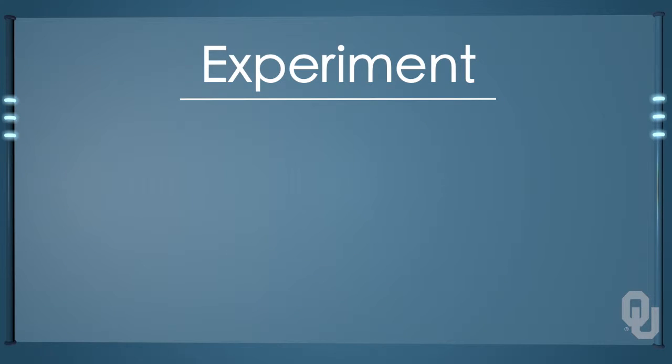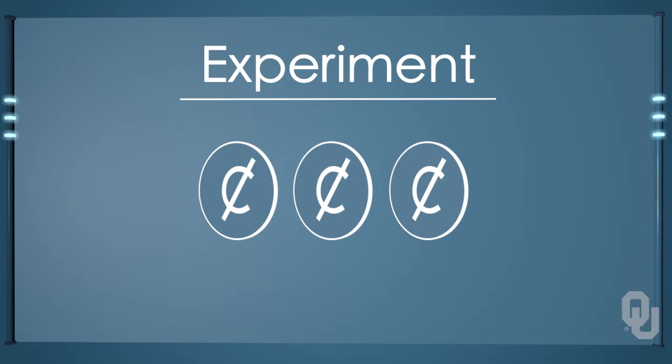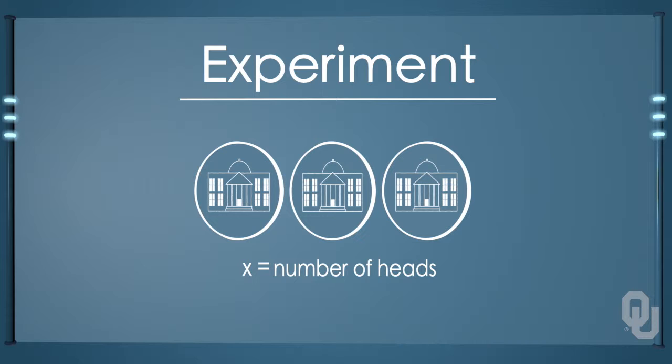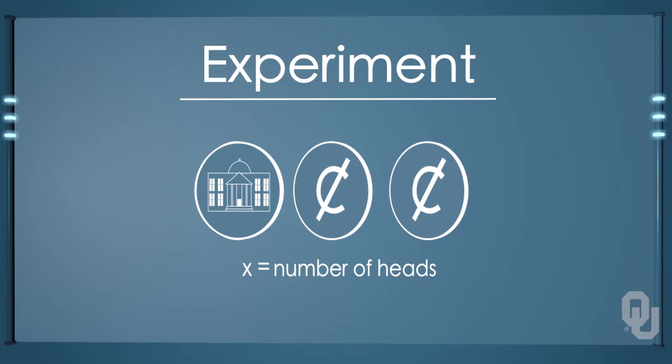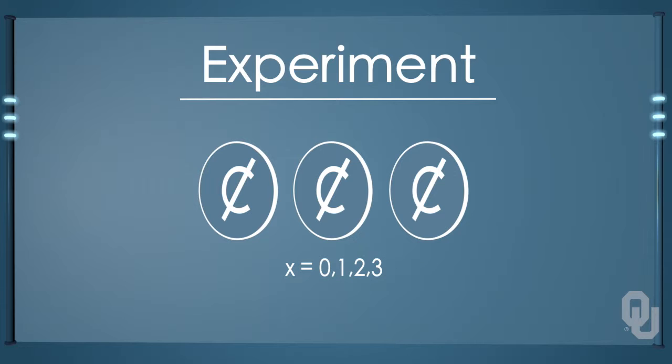Now, let's make it more interesting. We will flip 3 coins, or one coin 3 times. The result is the same. Let's say the random variable is still number of heads. What values can this random variable take on? Well, we could get no heads in 3 flips, or 1, or 2, or 3. That's it. So we can write x equals 0, 1, 2, 3.